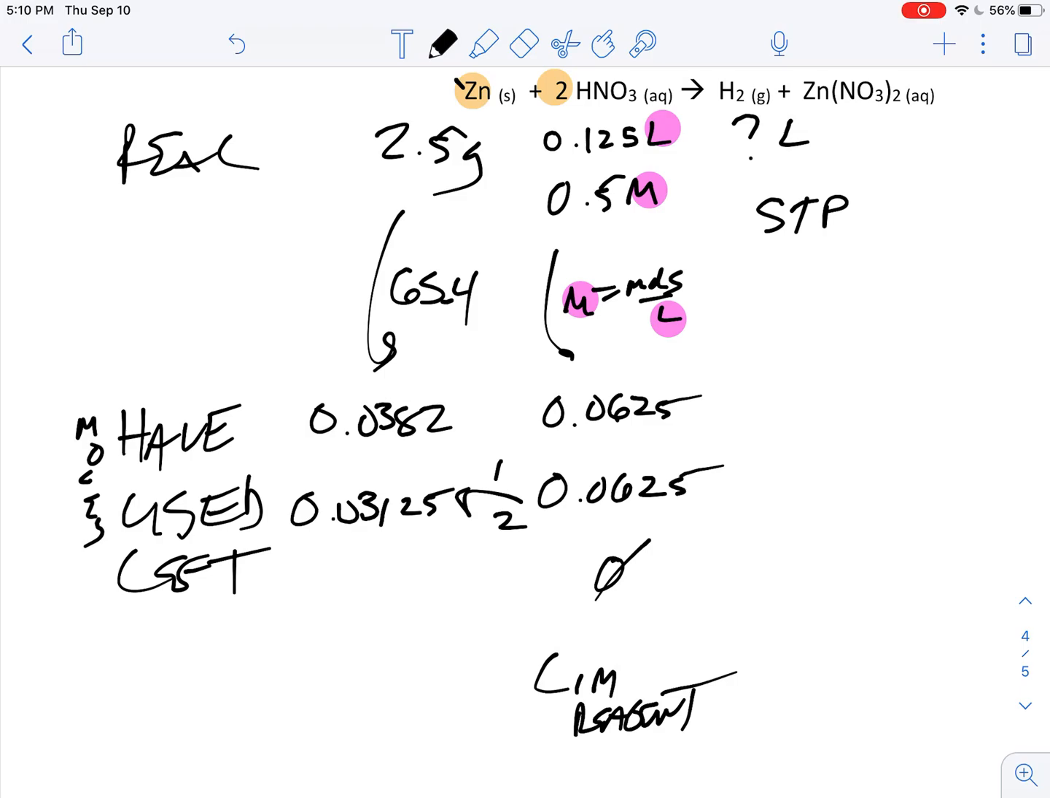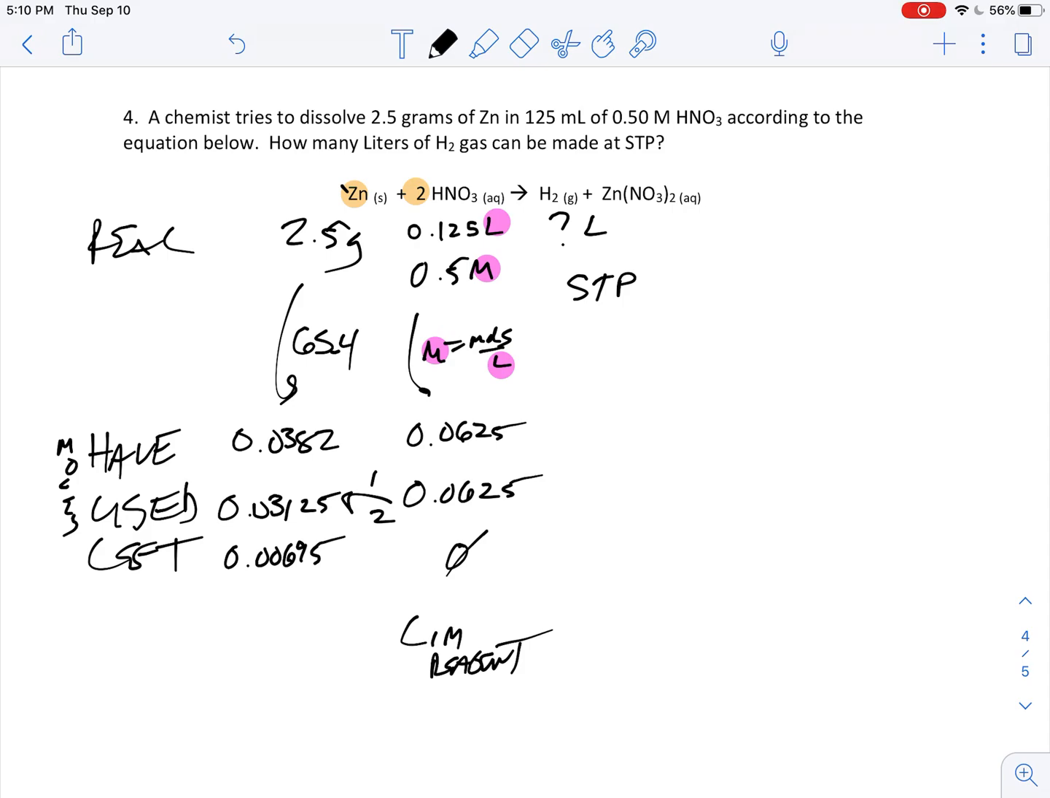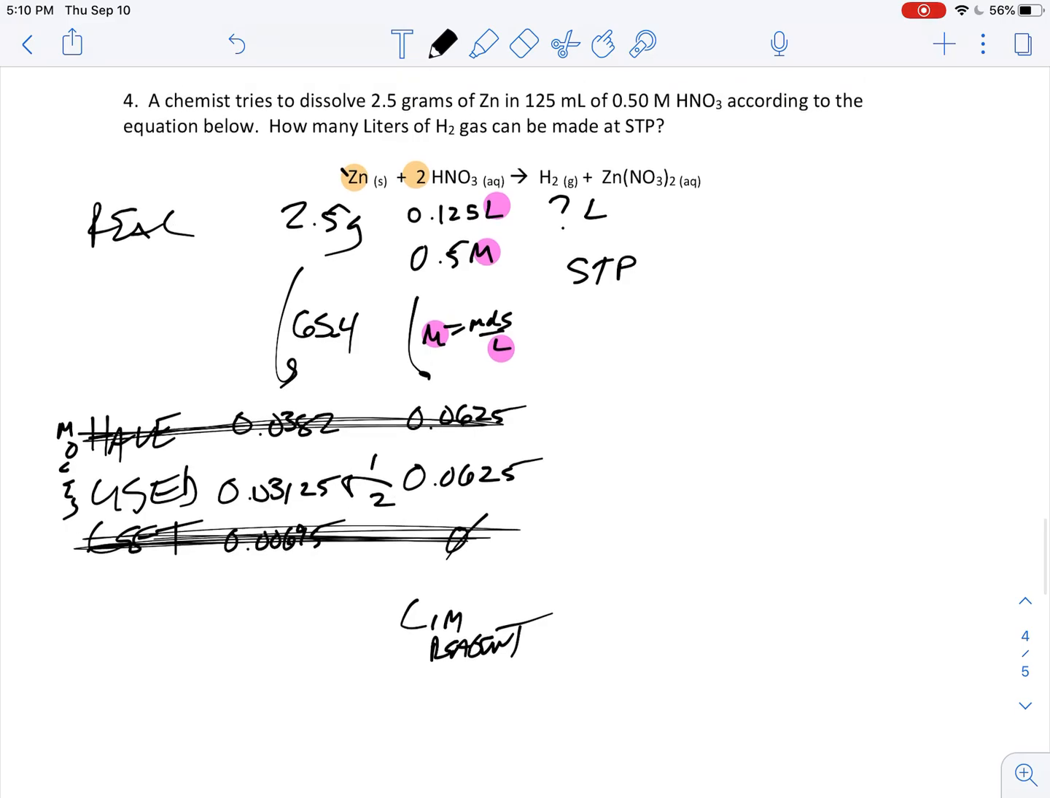So 0.0382 minus 0.03125. I am left over with 0.00695 moles here, which is a real number and not a negative imaginary number there. Now I don't care about how much I have or really how much is left over, unless of course they ask me about that. But in this problem, they don't.